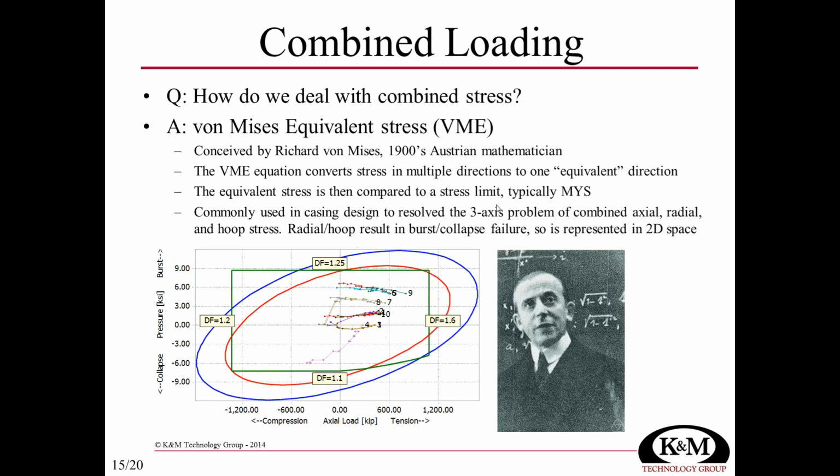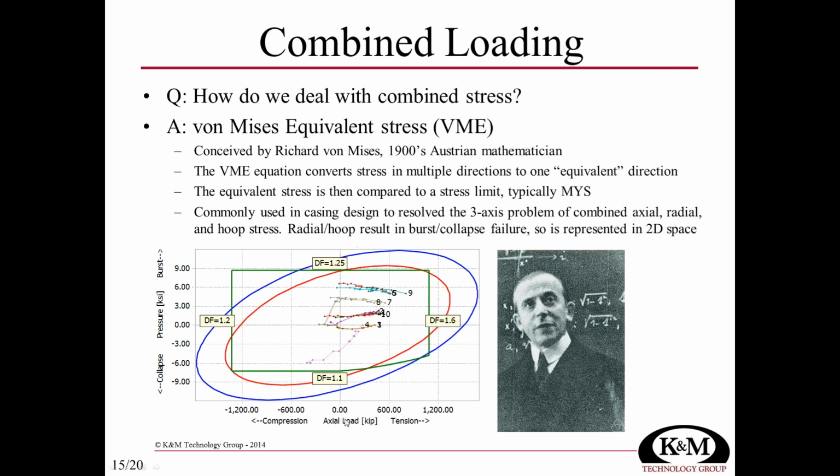And by equivalent, we're saying, well, I'm turning the pipe here and I'm pulling on the pipe here. What's the combined effect? Well, the von Mises equivalent is how we take load in all these different directions, different axes, and figure out if we're going to yield or deform the material. And this is commonly used in casing design. What we've got here is a little graphic of what's referred to as the VME ellipse for a biaxial load. Biaxial meaning 2 different directions.